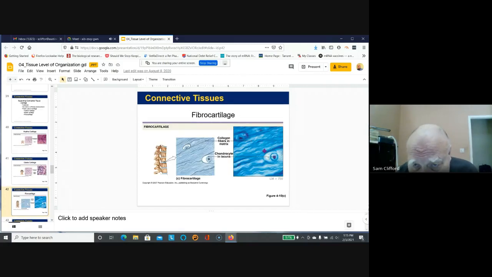Fibrocartilage has collagen fibers, and this is a chondrocyte in a lacuna. The space in which the chondrocyte resides is called a lacuna. Fibrocartilage occurs in between the vertebra in your spine.